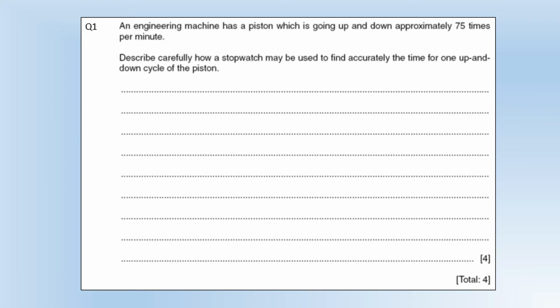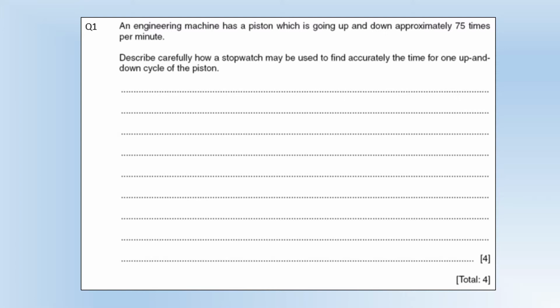We are going to take a look at some questions from the general physics section of the iGCSE physics course. So let's start off with question 1. An engineering machine has a piston which is going up and down approximately 75 times per minute. Describe carefully how a stopwatch may be used to accurately find the time for one up and down cycle of the piston. So this is really similar to timing a pendulum or something along those lines.